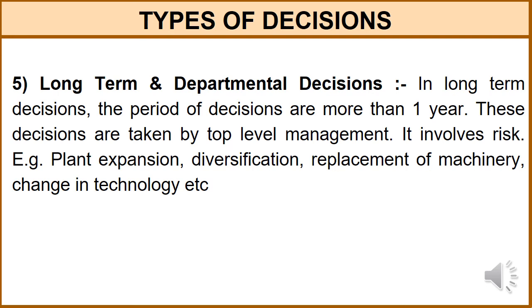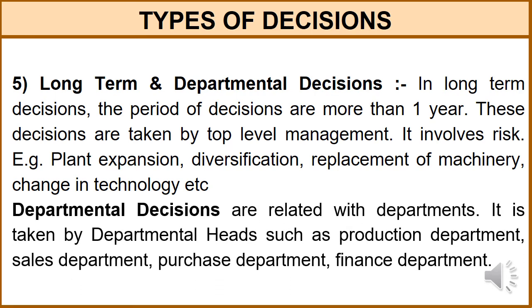Then what about department decisions? The department decisions are related to the departments. They are taken by the departmental heads, such as production department, sales department, purchase department, finance department. If there is a shortage of funds, then the finance department should come forward and raise the funds from the public or from financial institutions. When there is a shortage of raw materials, the purchase department should order the materials from the market and submit them to the production department. Like the sales department, if they want to increase the sales, they have to take their own decisions, and so on. So department decisions are related to the departments, but the long-term decisions are related to the top management.